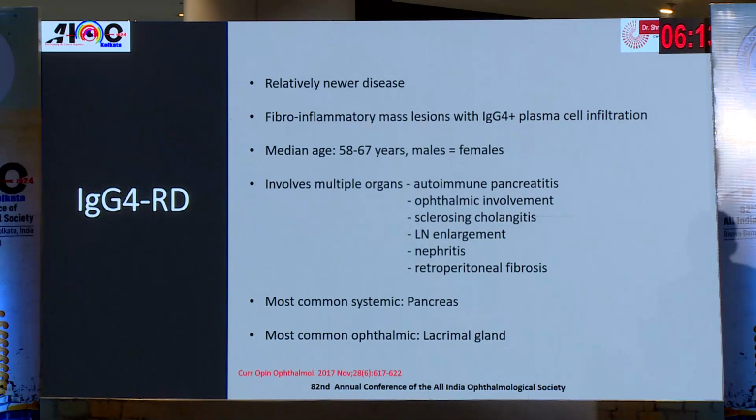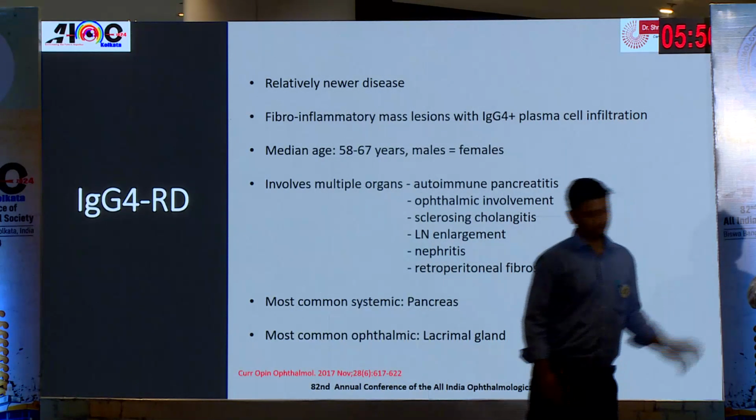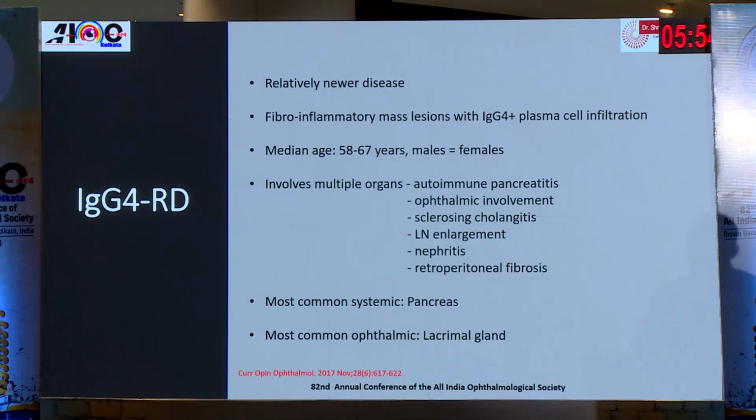So IgG4 related disease is a relatively newer disease which was described in 2001 in Japan, and it's a fibroinflammatory disease with formation of mass lesions with IgG4 positive plasma cell infiltration. Although a median age of 58 to 67 years has been noted, it can also affect a younger age group.